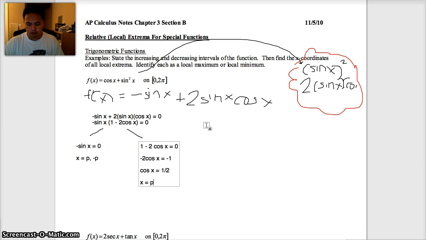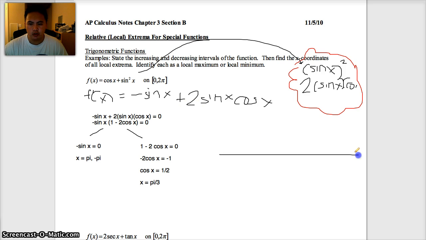My other critical number is pi over 3. So you guys don't get confused or wonder where this p comes from, I'll call it pi. So I have 3 critical numbers. Now I did step 1, I took the derivative. Step 2, I set it equal to 0. And step 3, I found my 3 critical numbers. What did I do after I found the critical numbers? Yeah, I did this number line.